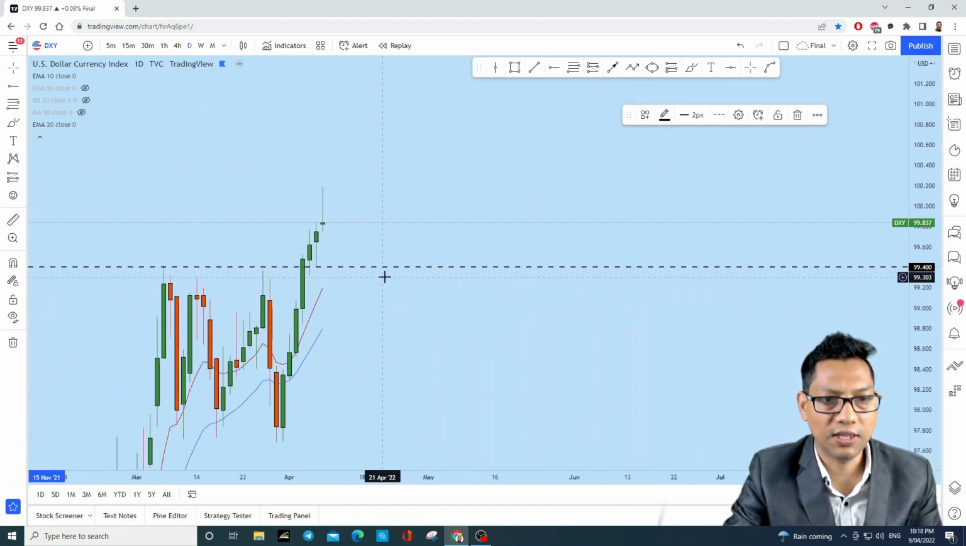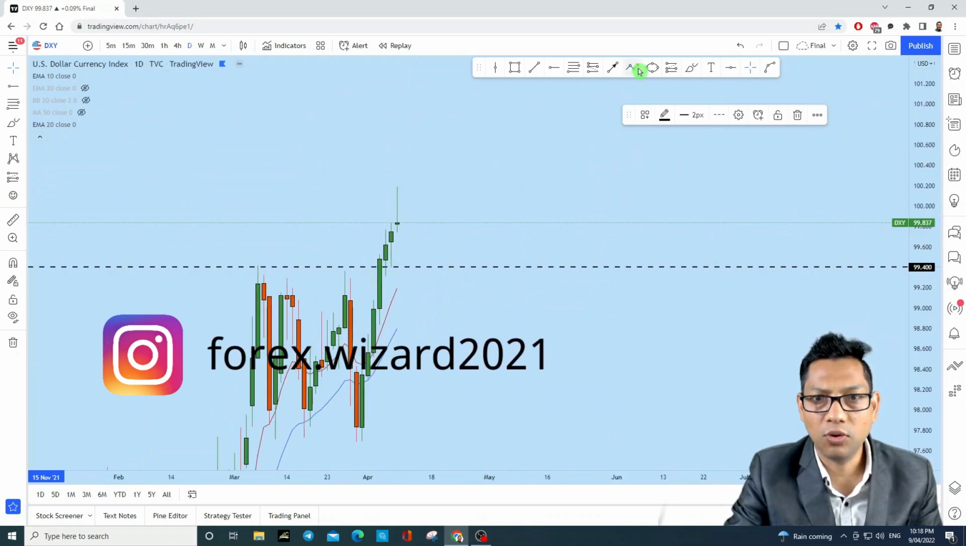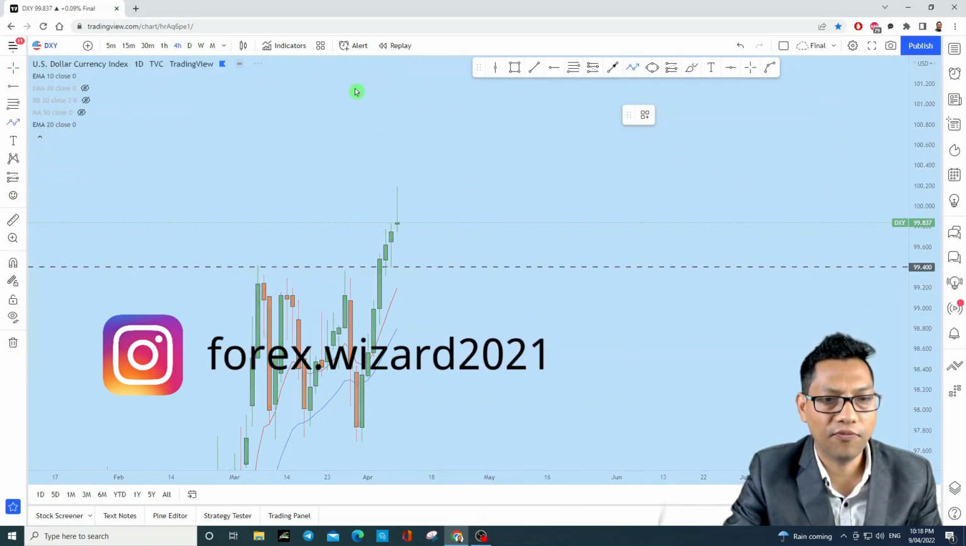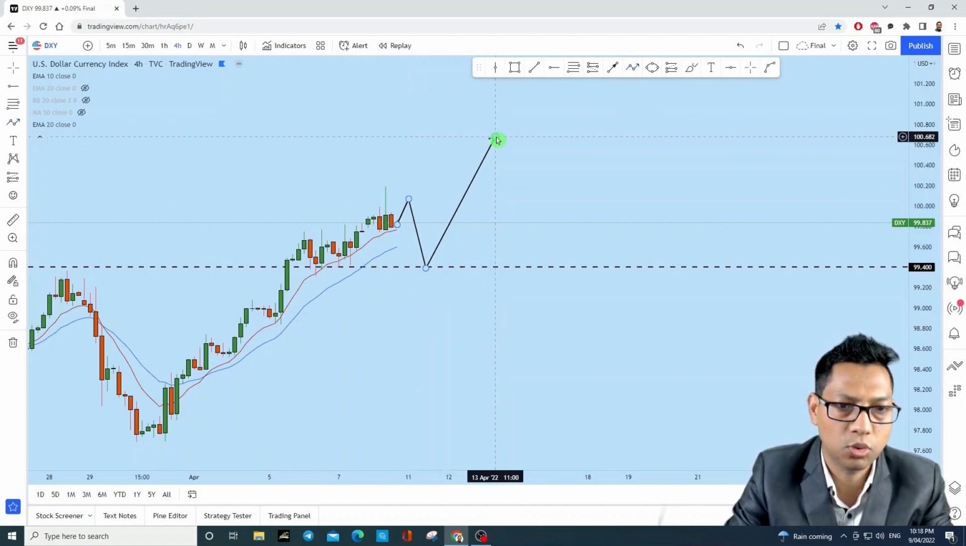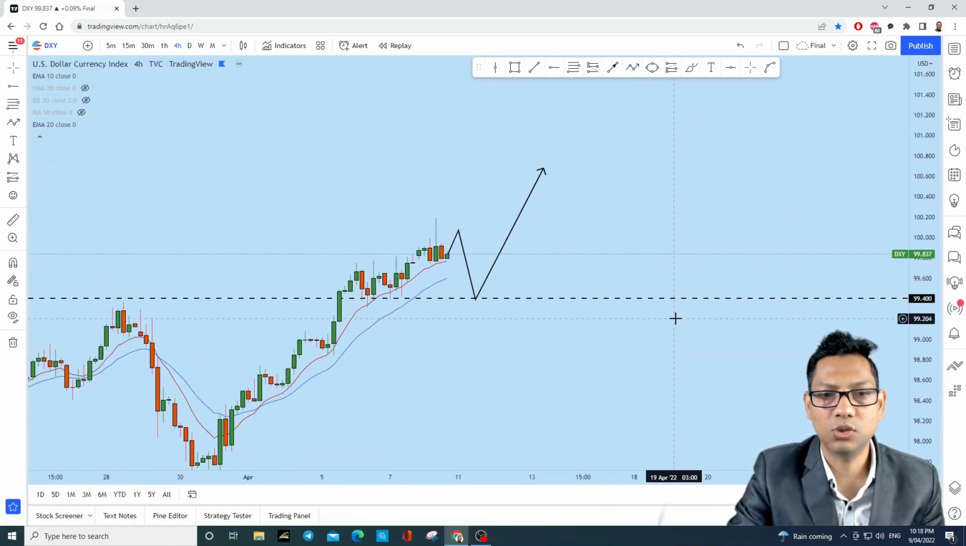So you see that the price basically has created a doji at the top. Then what might it do in the new trading week? Let's see on the 4 hour. What I think is that DXY will rise a little bit further and then will drop to this level and then will rise. So this could be the situation with DXY.